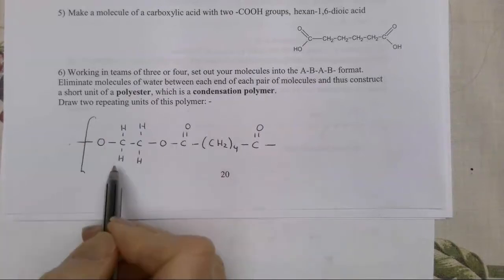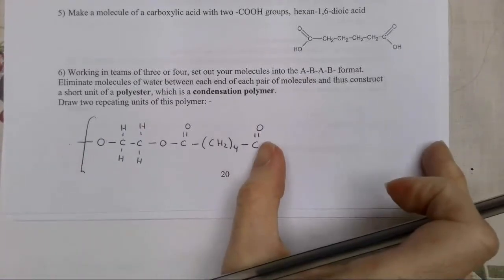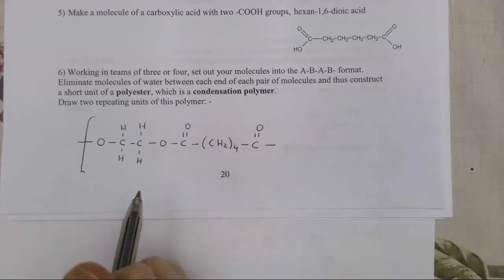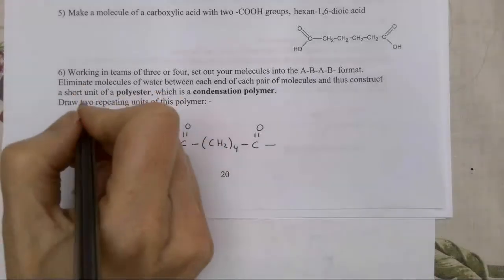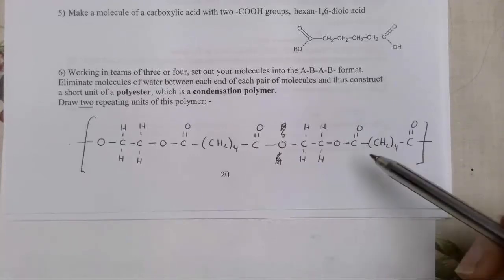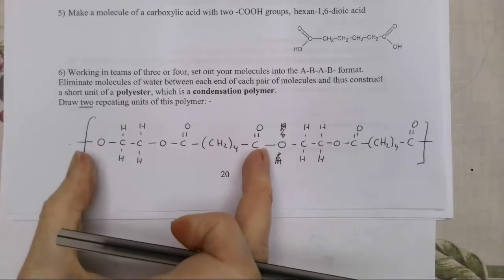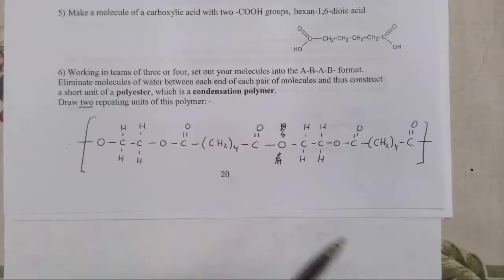Now that would be 1 repeat unit, because if I pick that up and put it there, it would then be repeated. Because I've been asked for 2 repeating units, I'm just going to draw the second unit in. So I've drawn in now my second repeating unit. Basically what I've done is I've picked up this bit of my molecule and I've moved it to there.